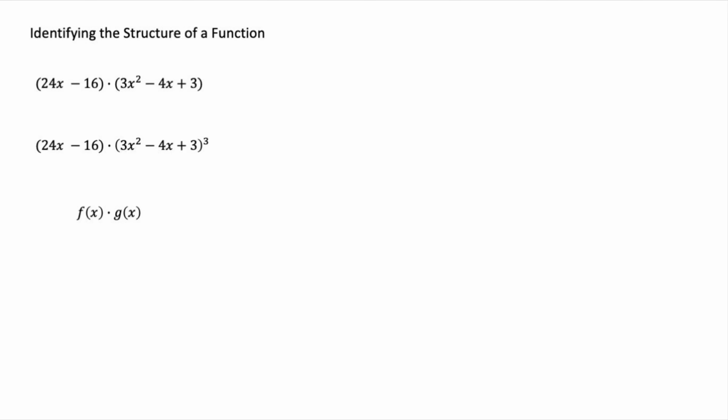So here we have 2 functions that look very similar, only in the second example, the 3x squared minus 4x plus 3 is raised to a power, so you might think the general power rule comes into play. But recall that we're looking for the structure that applies to the entire function, not just one part. So in that case, we see that this is still just a multiplication of 2 smaller functions, regardless of what those functions are, and we would use the product rule here.